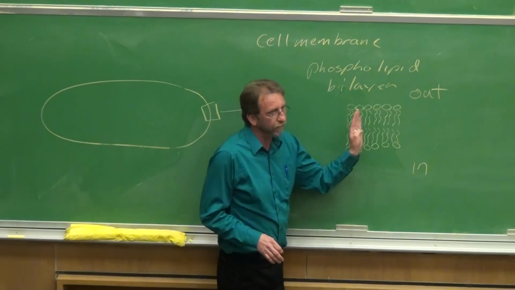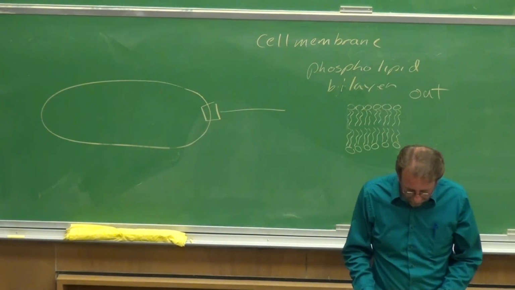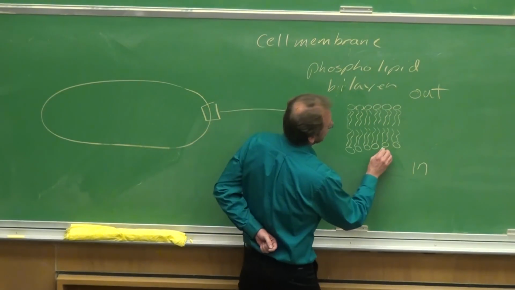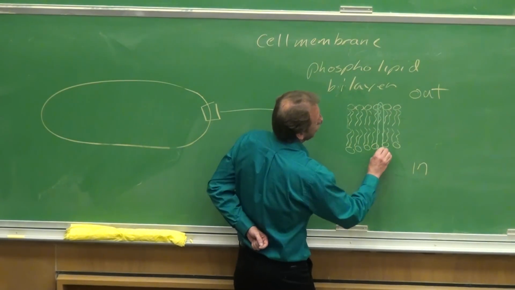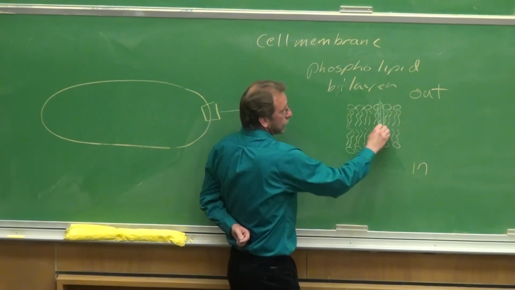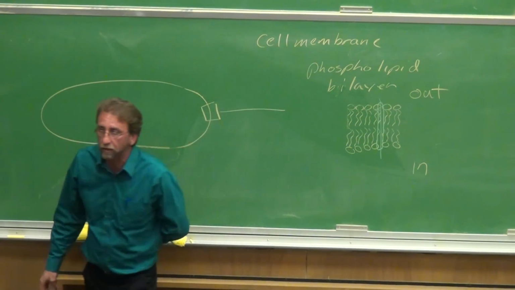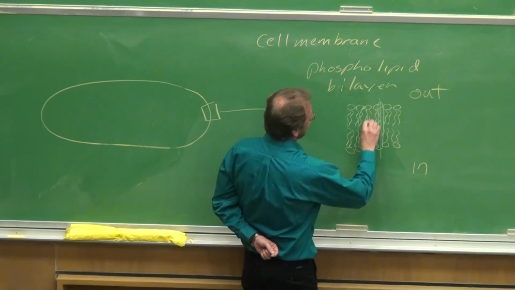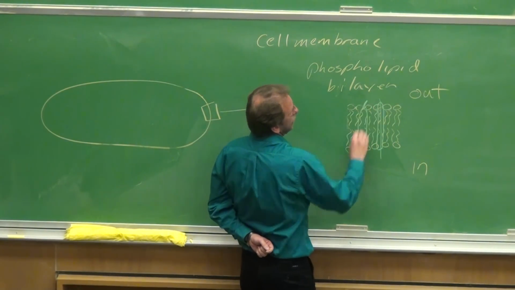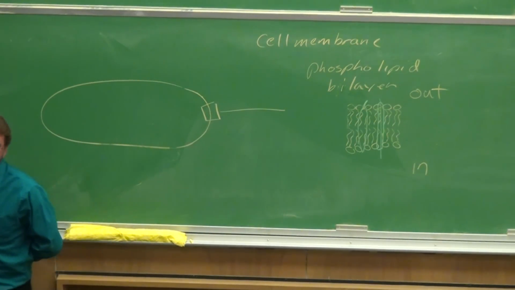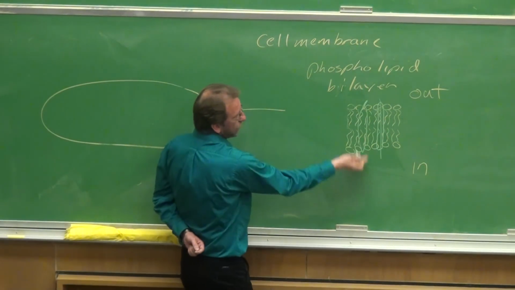In addition to our phospholipid bilayer, we're going to find proteins embedded in our membrane. Sometimes the proteins will run through the membrane and serve as a channel to allow things to move across the membrane. Sometimes they serve as a receptor, allowing things to bind to the cell and then transporting them across the cell.